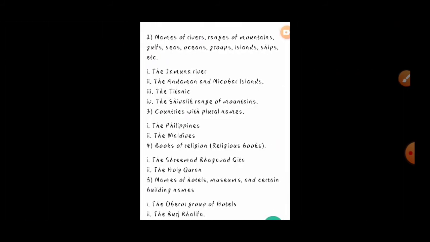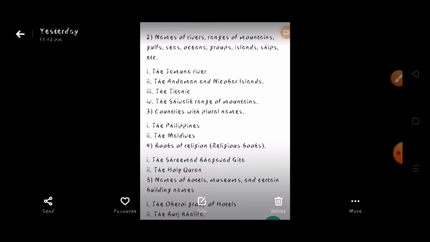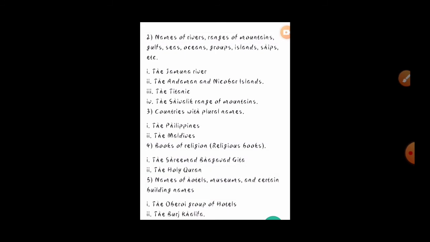Then second is where we can use the name of rivers, ranges of mountains, gulfs, seas, oceans, groups of islands, ships, etc. With all these we can use the definite determiner, that is "the". The Yamuna river. Then the Andaman and Nicobar Islands. And third, the Titanic, the Shivalik range of mountains.